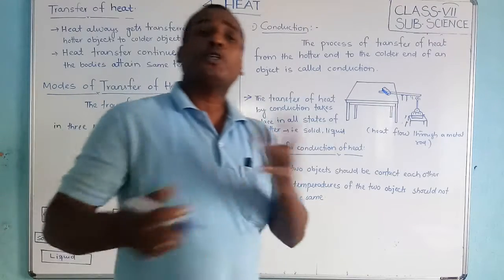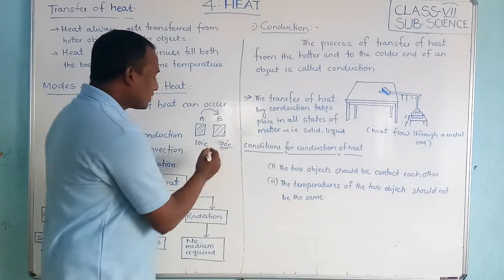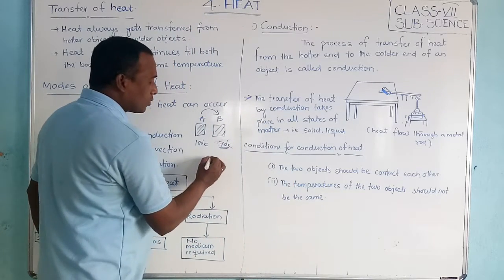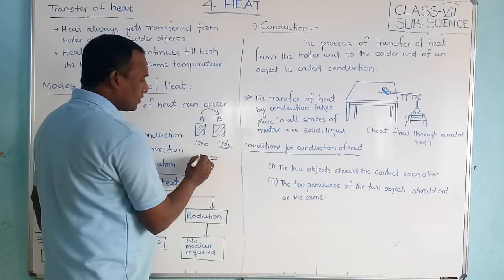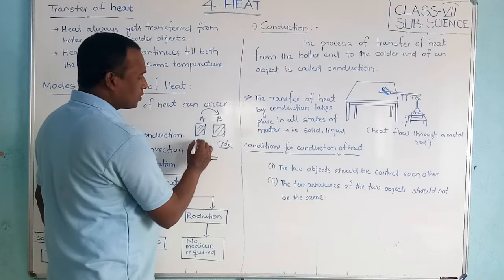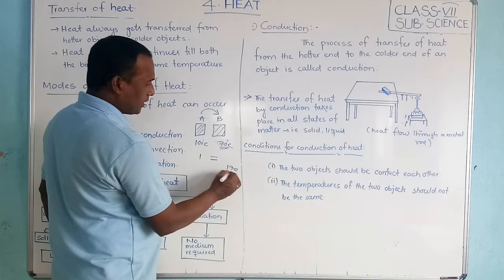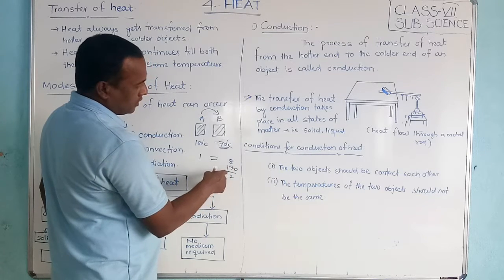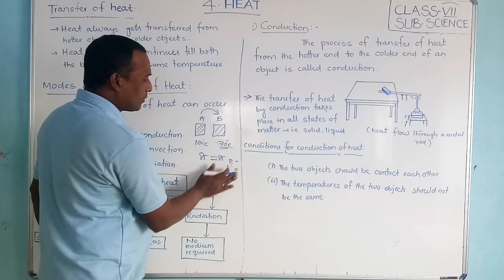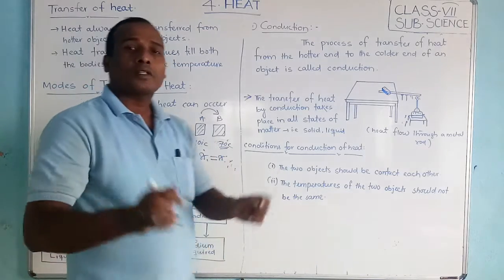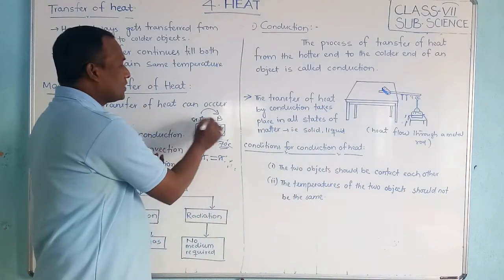Up to what time will it flow? Until they reach equilibrium, that means until both temperatures are equal. Suppose the temperatures are 100 and 70: 170 divided by 2 is 85 degrees. When both become 85 degrees, the flow of heat will stop. So this body becomes 85 degrees, and this body also becomes 85 degrees.